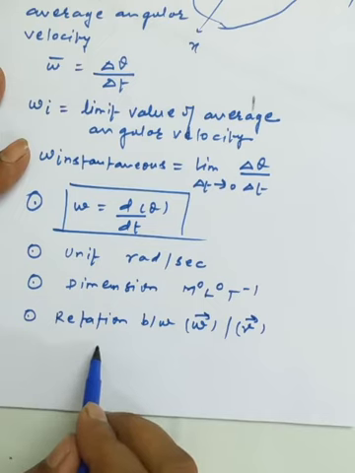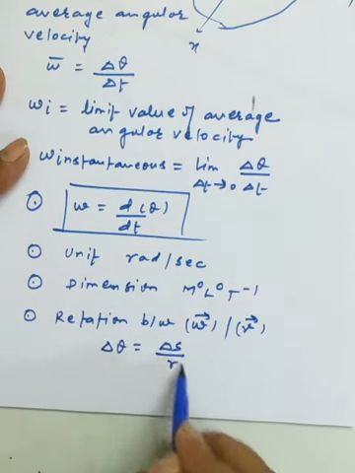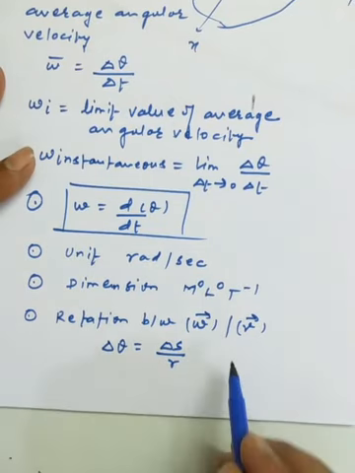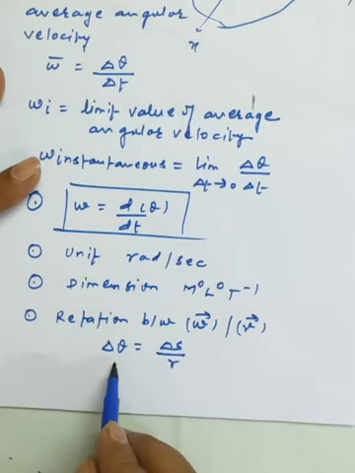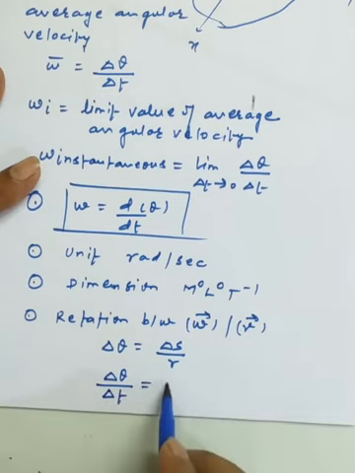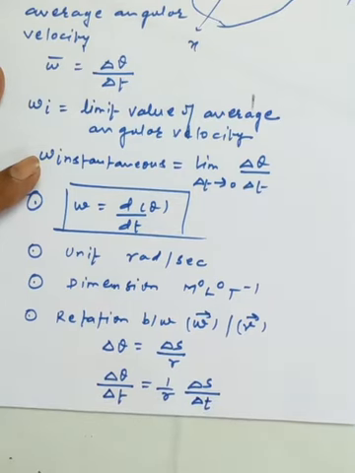As we are just imagining, delta theta is equal to delta s upon r. This is one of the basic equations, and we are dividing this equation by delta t on both sides. So I am making a little bit of change here: delta theta upon delta t is equal to 1 upon r into delta s upon delta t. And we are also approaching the limit.